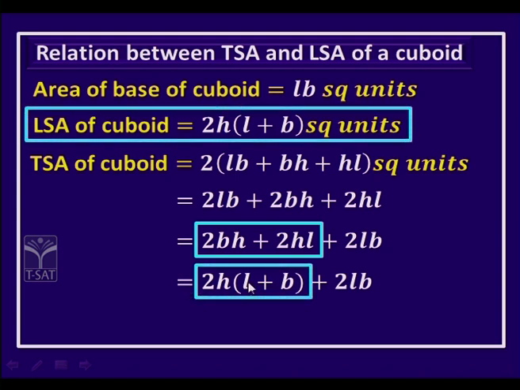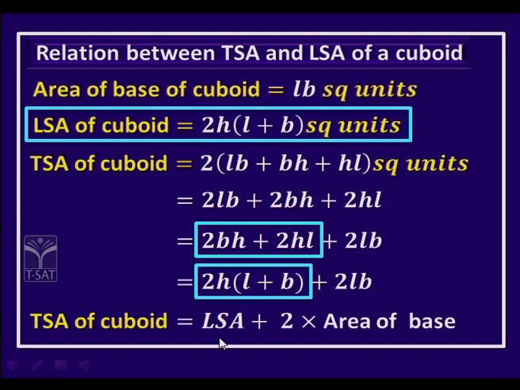But what is 2H into (L plus B), children? Yes, this is nothing but the lateral surface area of cuboid. And in 2 LB, LB is, yes, the area of base of the cuboid. That means, 2 LB becomes 2 into area of base. So, this part is LSA of cuboid plus 2 into LB, area of base of cuboid. Hence I can say that the total surface area of cuboid is equal to lateral surface area of the cuboid plus 2 into area of its base. So, this is the relationship between the total surface area and the lateral surface area of a cuboid, children. I hope you understood the relationship.